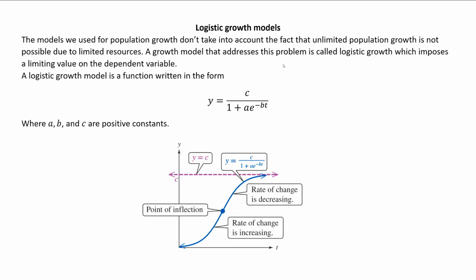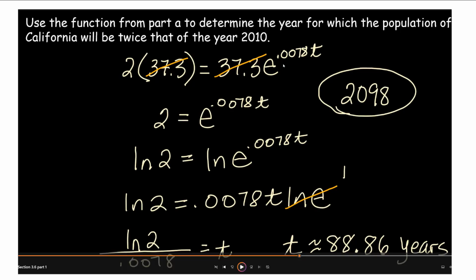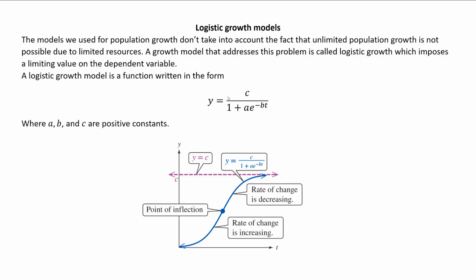Remember before when we talked about the population of California and how it would take 88.86 years for that to double. So we said it would double by 2098. So that basic exponential growth function gave us that prediction. That basic exponential growth function assumes that populations can just grow and grow and grow and there's nothing to stop them. But that's not actually true, because population growth is limited by things like how much land there is, or how much food there is, or all these things. Populations can't just grow without anything pushing back.